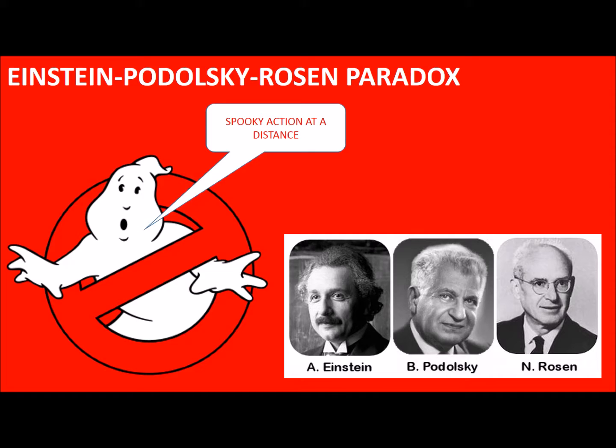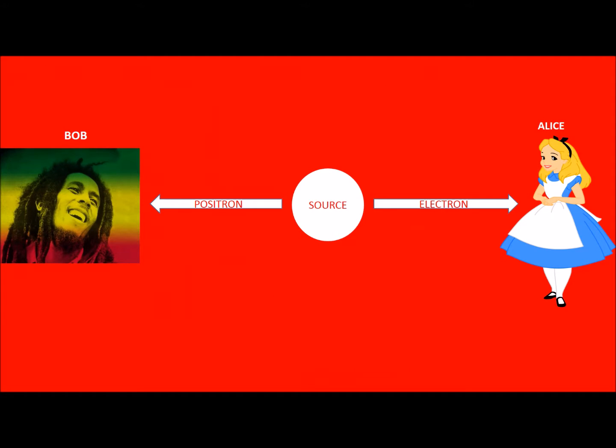In 1935, Einstein, Podolsky, and Rosen presented their paper titled, Can a Quantum Mechanical Description of Physical Reality be Considered Complete? In order to support their argument, the authors used a method of contradiction by assuming that quantum entanglement was true. They then supposed a situation where a source emitted an entangled pair, where an electron moved to the right towards Alice and her detector, while the positron moved to the left towards Bob and his detector.